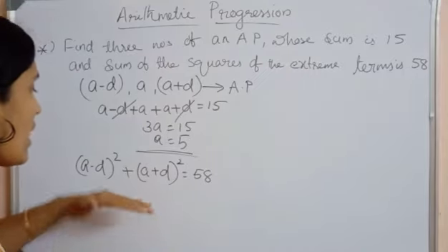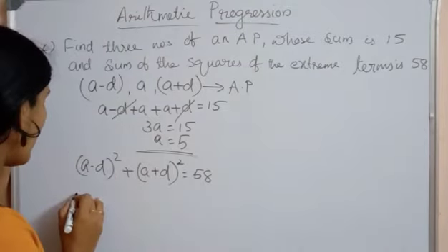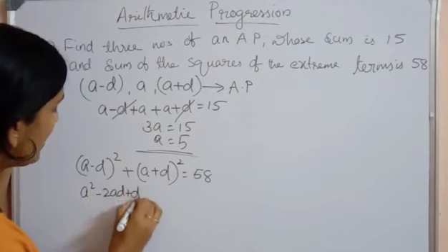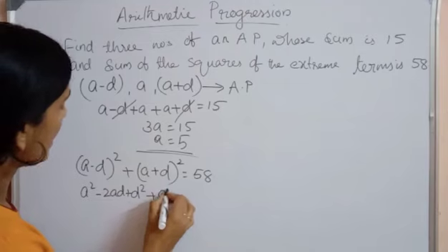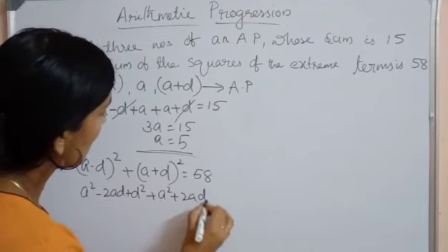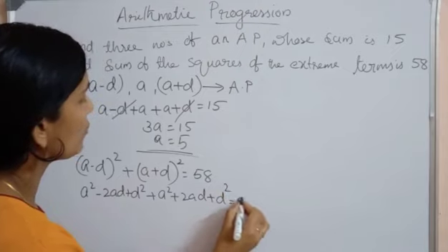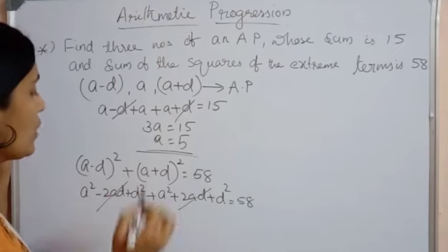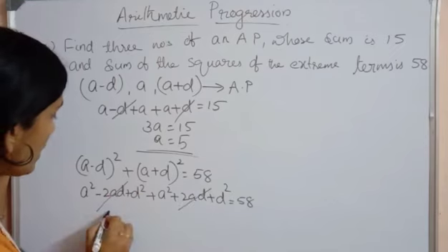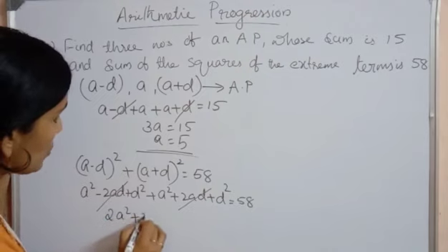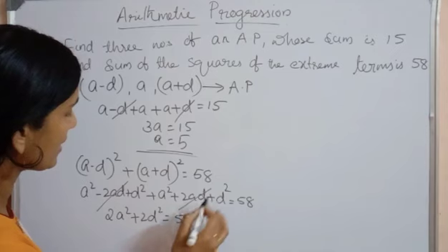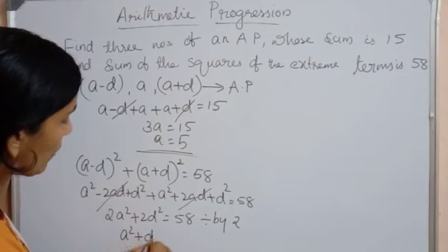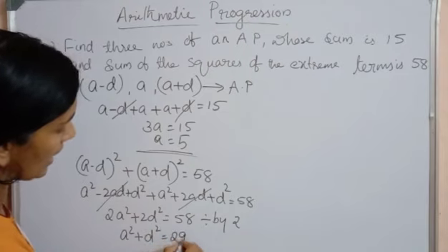Now let's expand this and just substitute the value. When you expand a minus d the whole square, it will be a square minus 2ad plus d square, plus a square plus 2ad plus d square is equal to 58. Minus 2ad and plus 2ad cancel. The remaining terms will be 2a square plus 2d square is equal to 58. Divide by 2. We get a square plus d square is equal to 29.